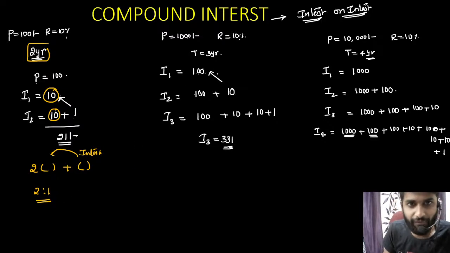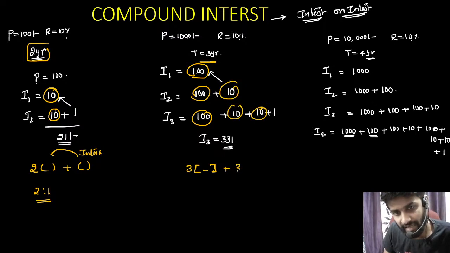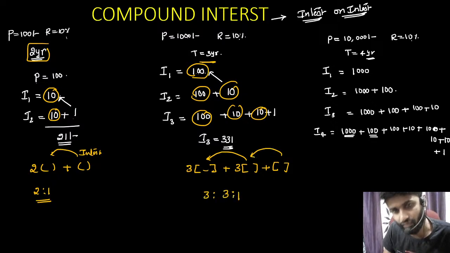If you go with the 3 years concept, now see how many hundreds are there? 1, 2, 3 hundreds. So 3 into interest plus, again, how many tens are there? 3 tens, guys. So 3 into interest on previous value plus, and finally there is a box that is equal to interest of previous. The ratio becomes exactly equal to 3:3:1.